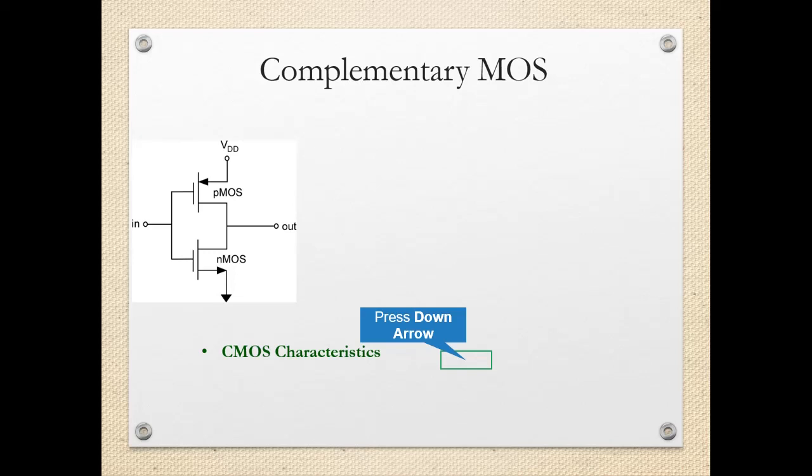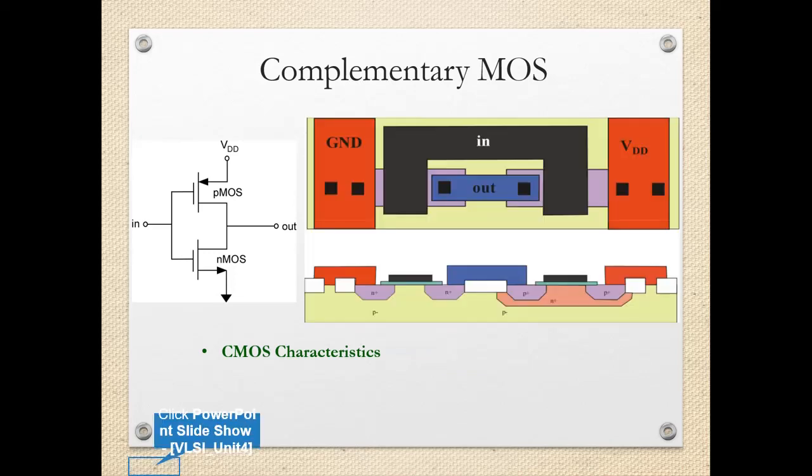So we have studied the structure and the operation of the P MOSFET and N MOSFET separately, and when these two MOSFETs are combined, they are called complementary MOSFET. In this complementary MOSFET, we have one P MOSFET and one N MOSFET, and the connection diagram is shown on the left hand side of this slide.